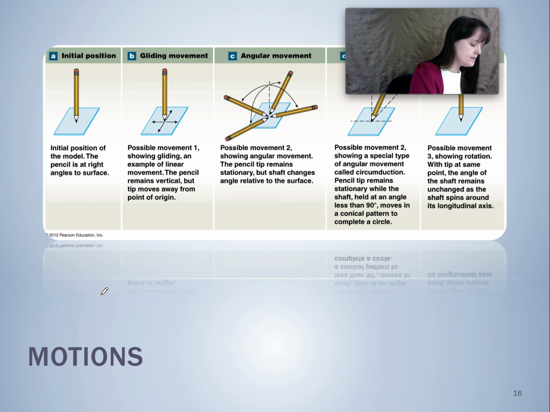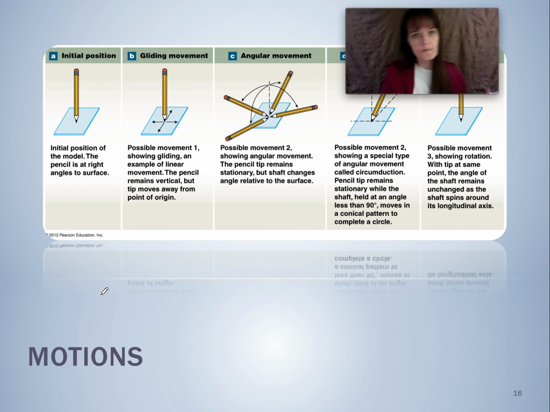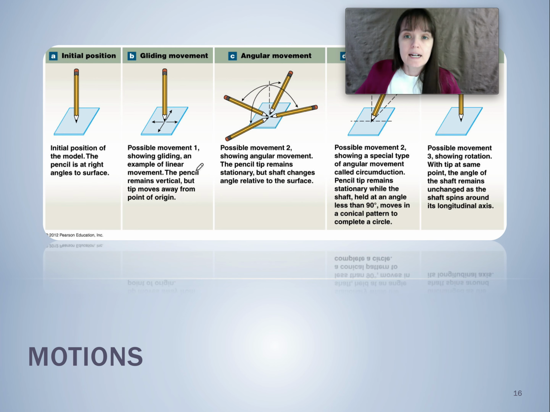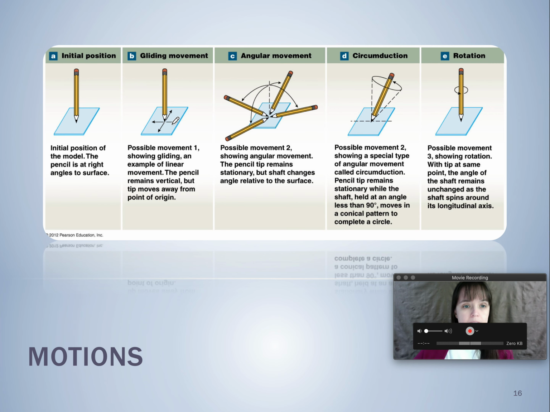We're on Noteset page 15, types of movements. I'm writing it down. Movements. All right, so types of movements include gliding movement.